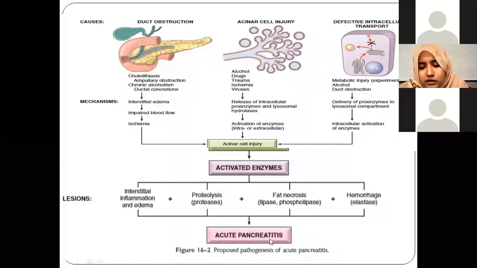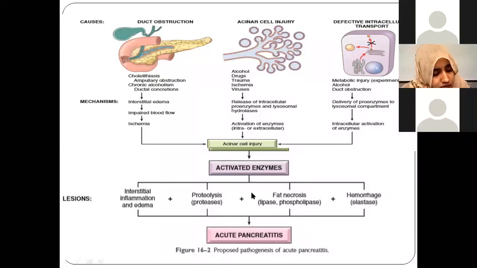And that all leads to acute pancreatitis. For acute pancreatitis to happen, there should be acinar cell injury, and there are multiple factors behind it. Along with acinar cell injury, there is unguarded, unprotected enzymatic activity, so autodigestion starts here: fat necrosis, proteolysis, protein degradation starts, there is inflammation, there is edema, with hemorrhage, and all these factors lead to acute pancreatitis.